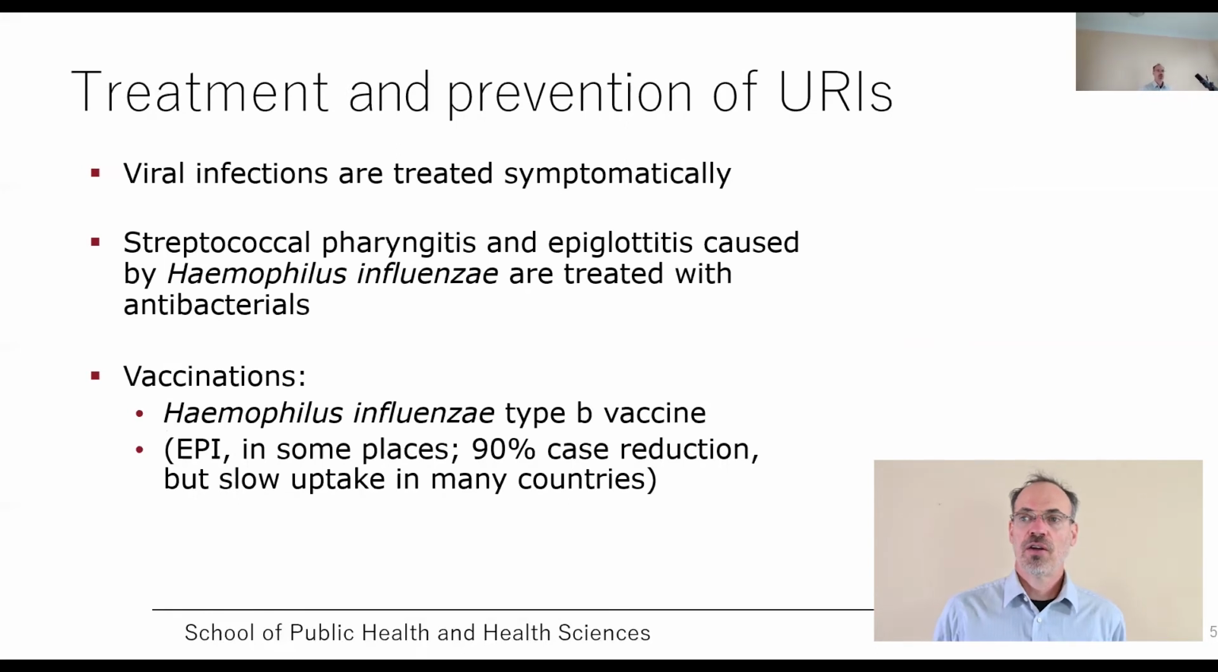Treatment and prevention of URIs. Viral infections are treated symptomatically. There's not many treatments for viral infections to begin with. Streptococcal pharyngitis and epiglottitis, caused by Haemophilus influenzae, are treated with antibacterials. Vaccinations: the Haemophilus influenzae type B vaccine is given to prevent it. So not too much different between viral and bacterial infections, and infections which we have vaccines for.